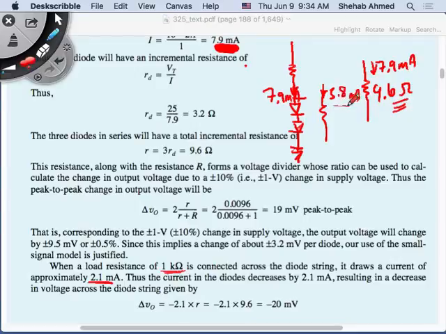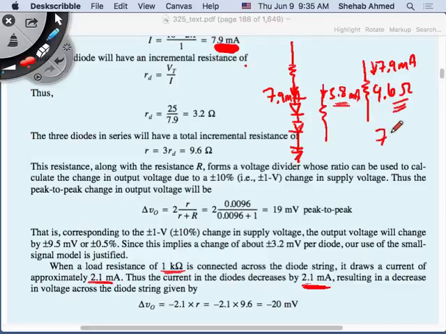Do you agree that this is now your new DC operating point? You've changed the DC operating point, right? We have changed ID. Since we've changed ID, then we've also changed VD. So you can go back and calculate the different ID and VD. But basically, we have a 2.1 milliamp difference in current flowing, right? This 2.1 milliamp, if you multiply that by the resistor that it is flowing through, 9.6, you will have a voltage.